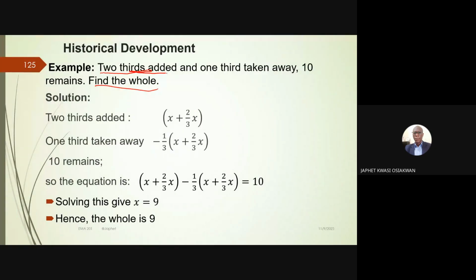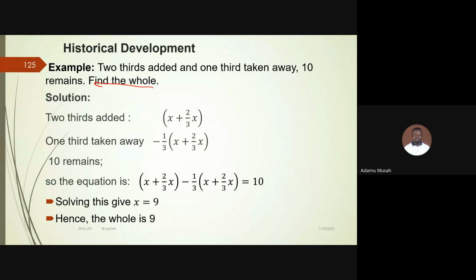2/3 added. 2/3 of what? 2/3 of the whole. There is no ambiguity in the question at all. If you don't understand, you don't understand it. 2/3 has been added, and then 1/3 has been taken away, and 10 remains. It's a process. First one, then the second one, and 10 remains. And now they say find the whole. So that tells you that they are looking at the whole, what you started with. So there's no ambiguity here. 1/3 has been taken. That is the whole we are talking about.